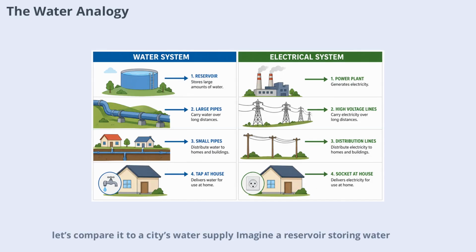To make the power system easier to understand, let's compare it to a city's water supply. Imagine a reservoir storing water, large pipes carrying it across the city, and smaller pipes bringing it into your neighborhood. The tap in your home is where you finally use it. The electrical system works in a similar way. The power plant is like the reservoir, transmission lines are the large pipes, distribution lines are the smaller pipes, and your wall socket is the tap. This analogy makes it much easier to visualize how electricity flows from generation to your home.